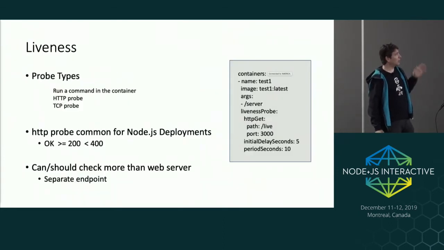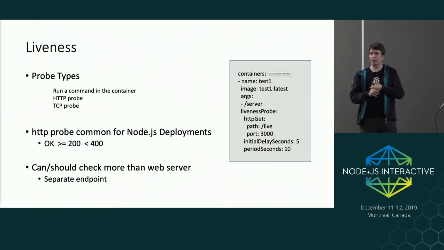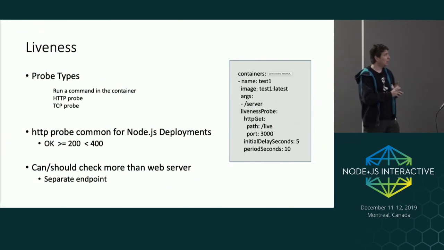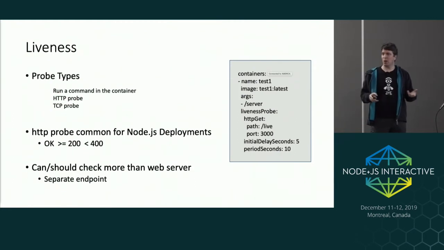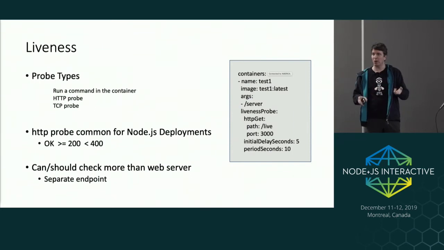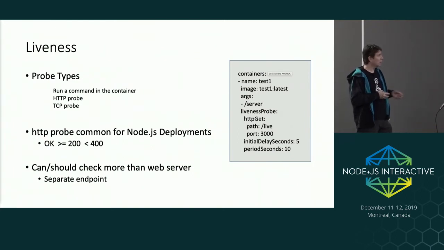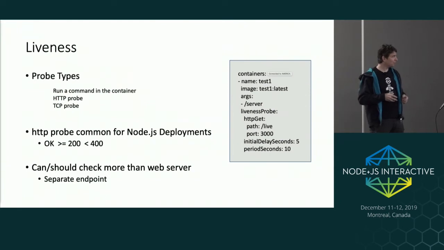For liveness, there are three probe types. You can basically shell into the container and run some command. You can do an HTTP probe or a TCP probe. For Node.js, typically the HTTP probe is the most common. You quite often already have an HTTP server running for your API or your web application. Basically, the probe considers that it's okay if the status is greater than or equal to 200 and less than 400.